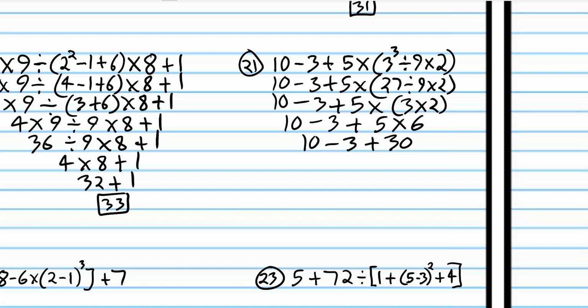Now we have subtraction and addition. So which one do we do first? Well, we do whatever is on the left side first. So 10 minus 3 is 7. And 7 plus 30 is 37. So if you got the right answer, good job. If you didn't, that's okay. Just go back and figure out what you did wrong.